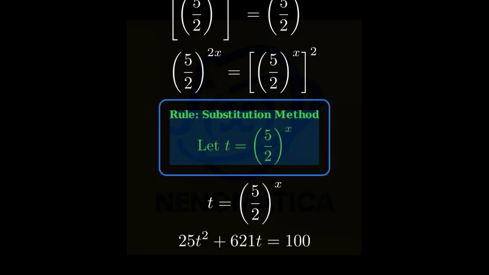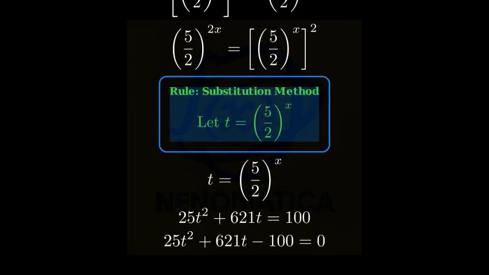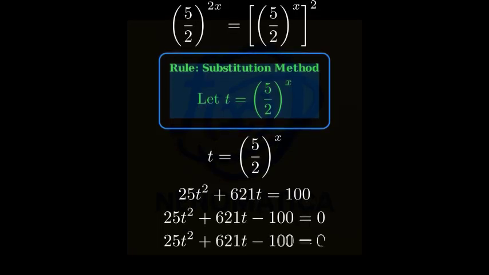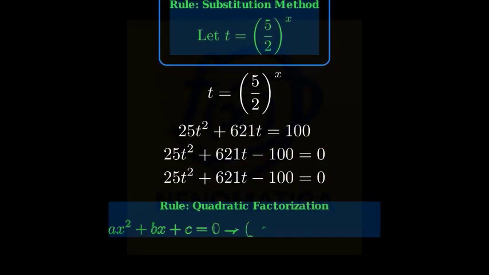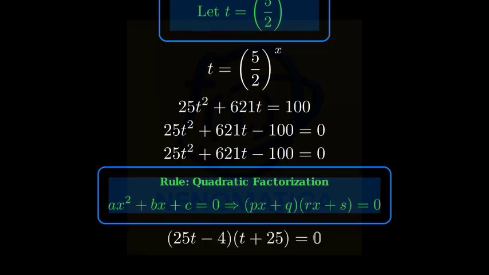Now we have a quadratic equation in terms of t. Let's rearrange it into standard form by subtracting 100 from both sides. So we get 25t squared plus 621t minus 100 equals 0. To solve this quadratic equation, we'll use factoring. After some work, we can factor this as 25t minus 4 times t plus 25 equals 0.